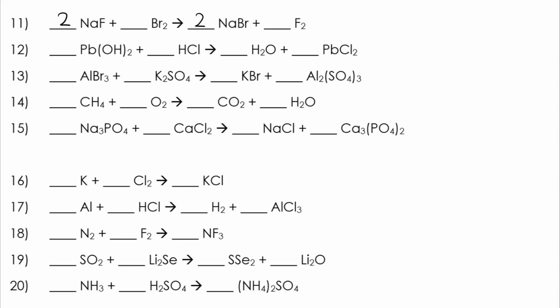Here's number 11. Number 12. For number 13, I am going to break it down slightly. I've got 3 SO4s on the right-hand side, so I'm going to need to add a 3 to the K2SO4 here. Now, because I've got 3 K2s, that means I need 6 KBrs. So I've got 6 potassiums on each side. And then, because I've got 6 Brs, I need 2 AlBr3s to balance them.